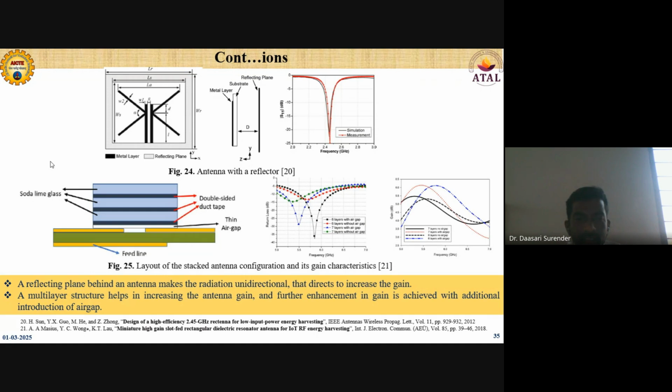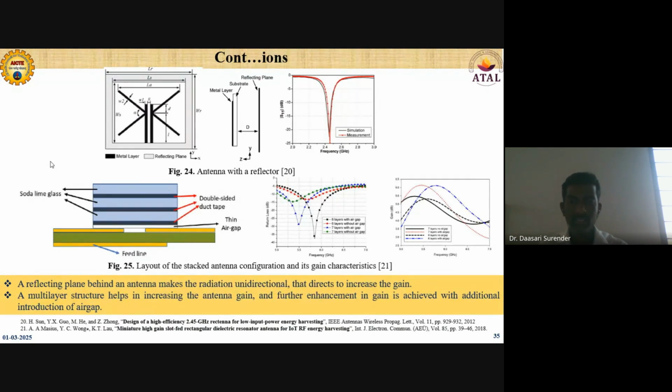In figure 24, it is shown that antenna with a reflector. Reflector is also one of the techniques to improve the gain of the antenna. But the thing is, by using the reflecting plane, the size of the antenna gets increased. So that increases the rectangular system size. And one more approach is using the multi-stack, that is, the multi-layer structure approach, which is also one of the techniques to improve the gain of the antenna.